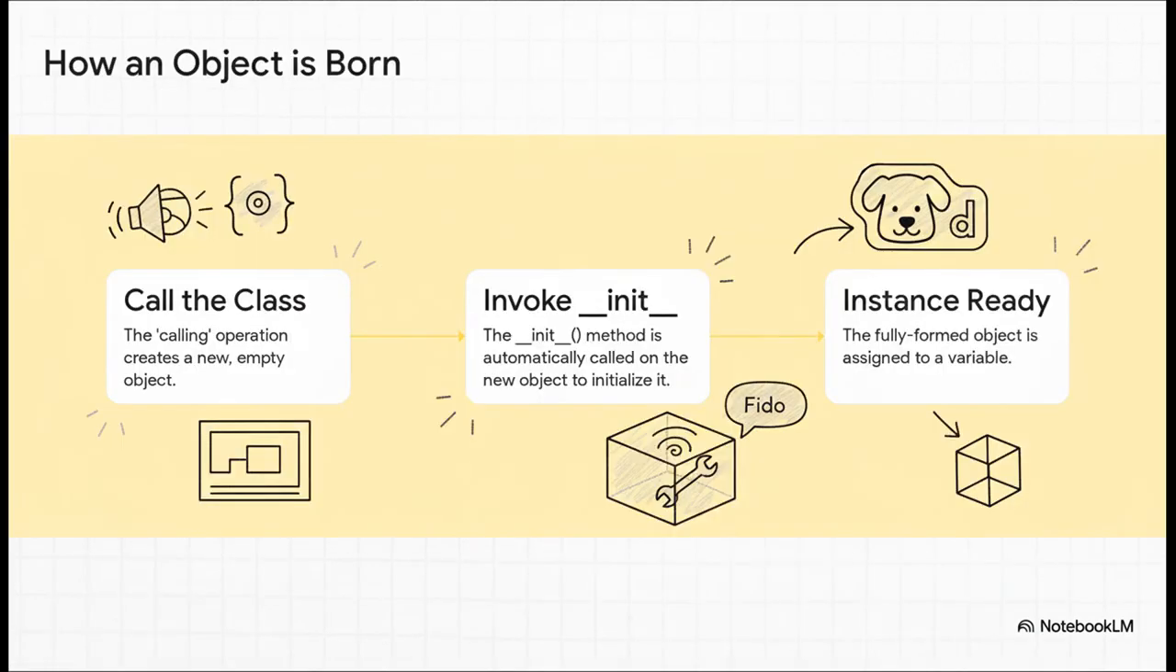So what's really happening behind the scenes when you do this? It's actually a pretty simple three-step dance. First, you call the class, almost like you'd call a function. This tells Python, hey, create a new empty object for me. Then, Python automatically calls that __init__ method on the brand new object to set it up, like giving our dog the name Fido. And just like that, the fully formed object is ready to go.